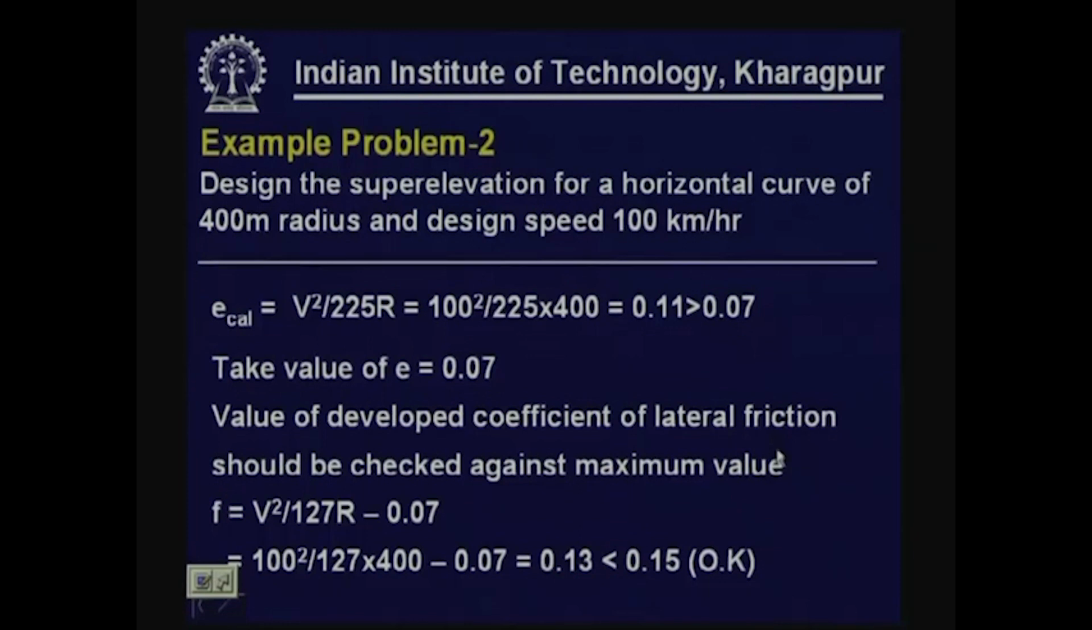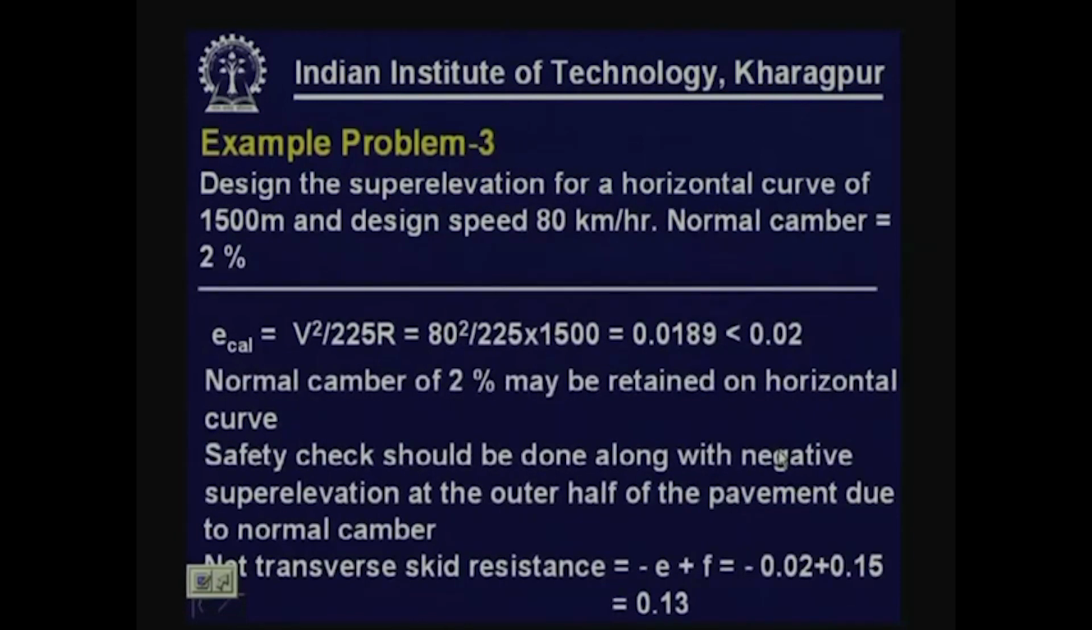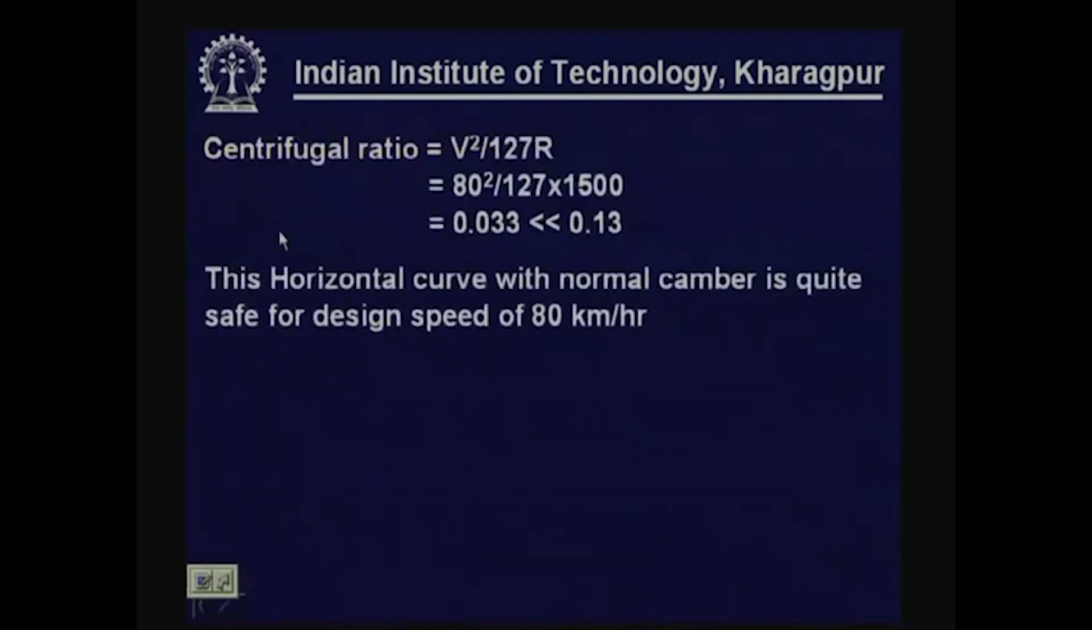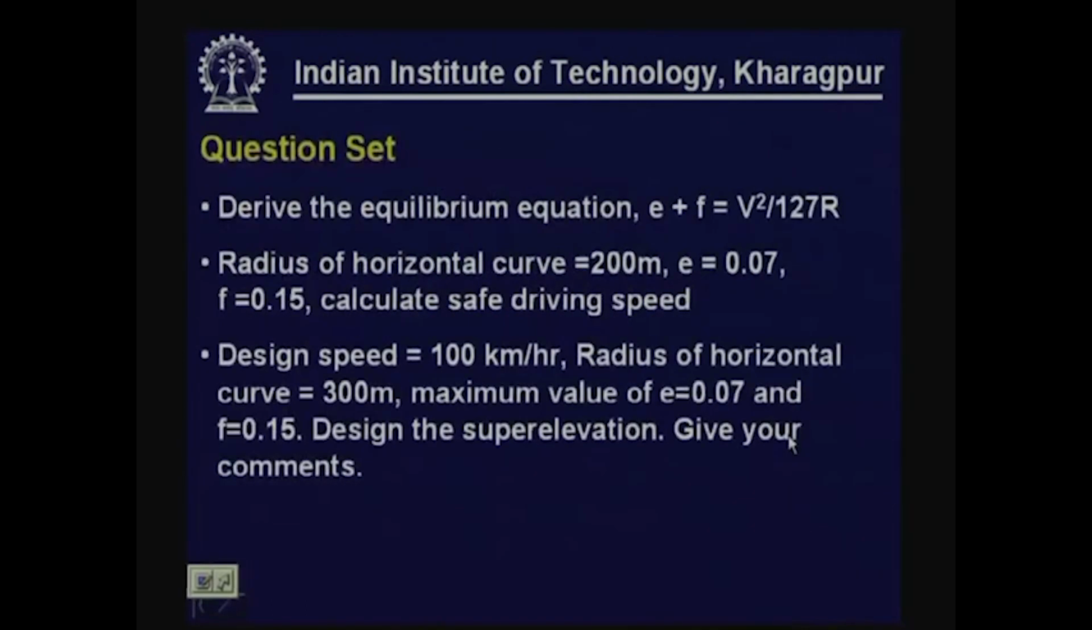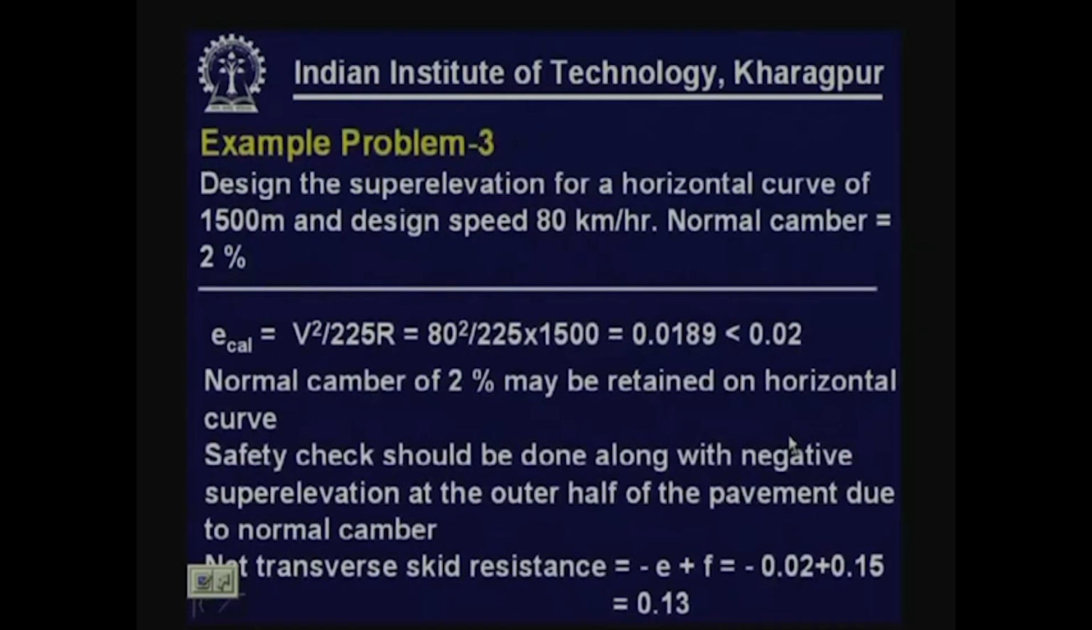Now, let us consider another example problem where we design the super elevation for a horizontal curve of 1500 meter radius and 80 kilometer per hour speed.